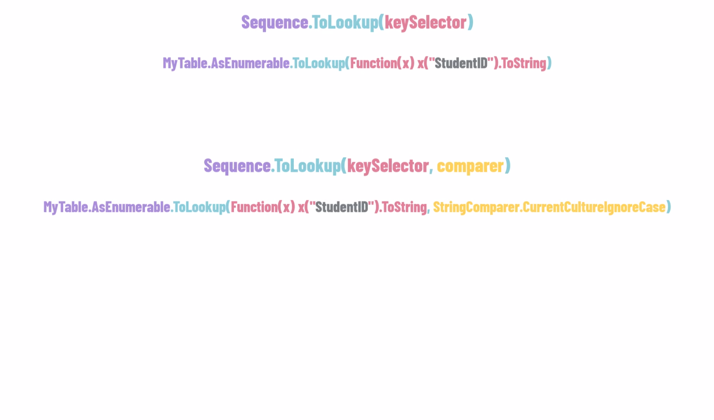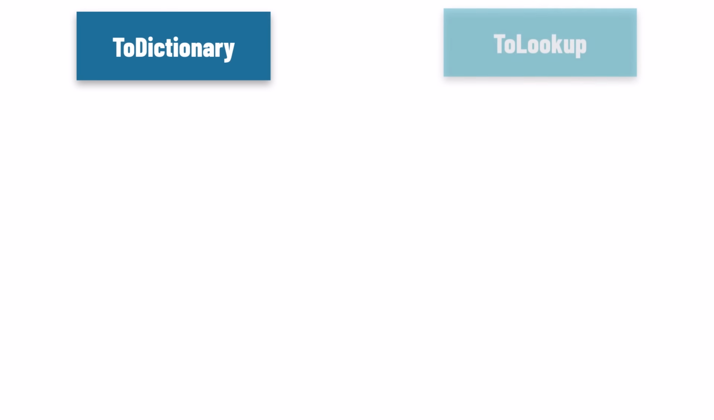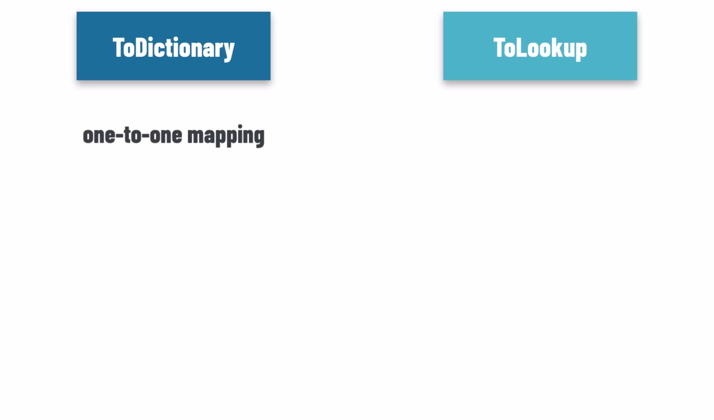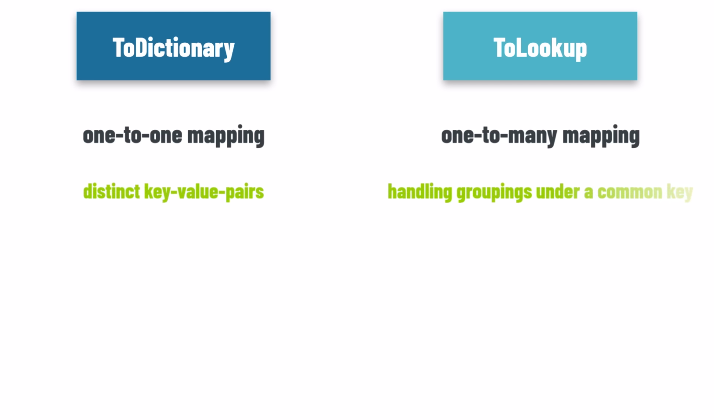Alright, we have had a thorough look at both the ToDictionary and ToLookup methods. As we have seen, ToDictionary is perfect for creating a one-to-one mapping from a collection to a dictionary, where each key is unique. On the other hand, ToLookup is excellent for grouping elements into a one-to-many relationship, allowing multiple values per key. Remember, the choice between these two depends on your specific needs. Use ToDictionary for distinct key value pairs, and ToLookup for handling groupings under a common key.